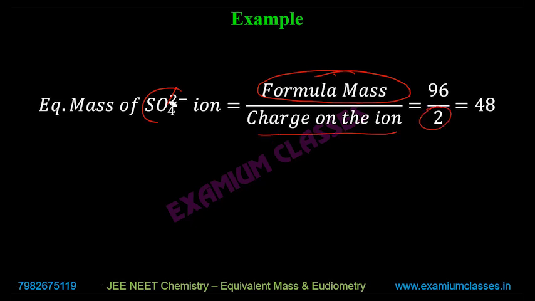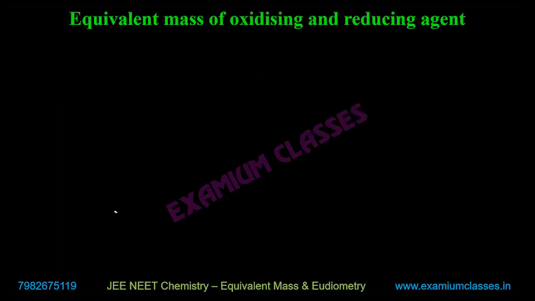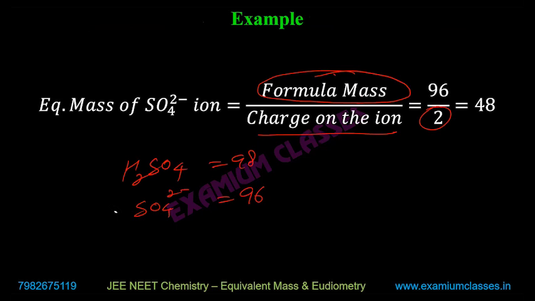How did we get 96? Don't calculate SO4 2 minus directly. You know that H2SO4 is 98. So for SO4 2 minus, just deduct 2 from it, as these H2 are gone. Divided by the charge, that is 2, you get 48.